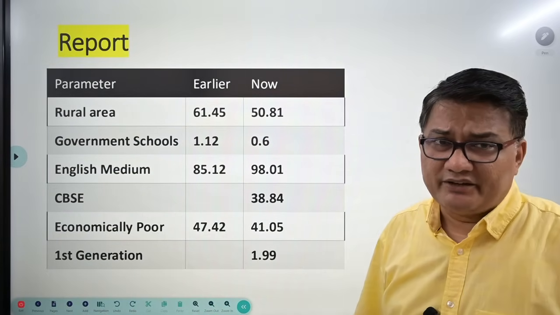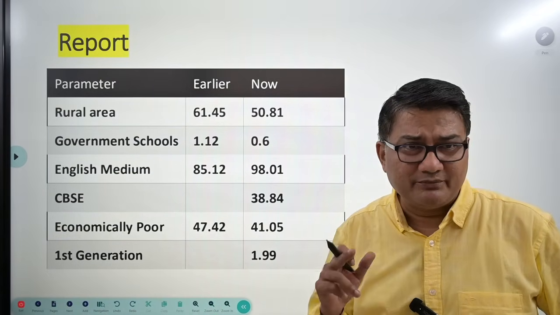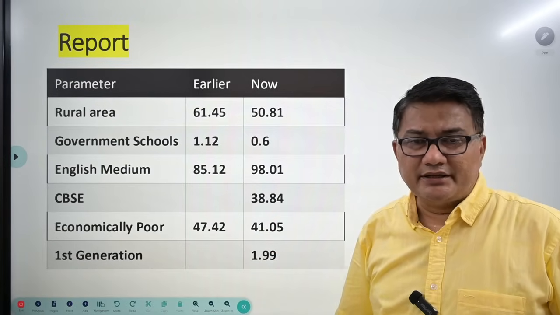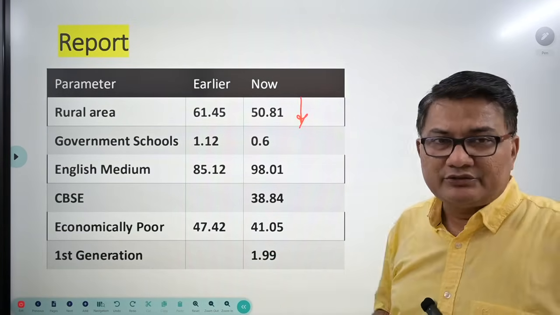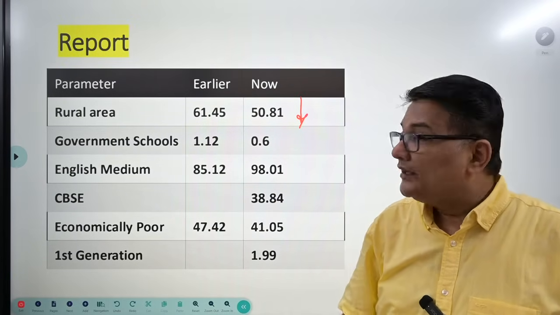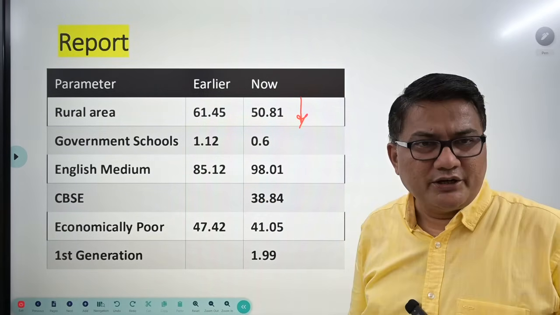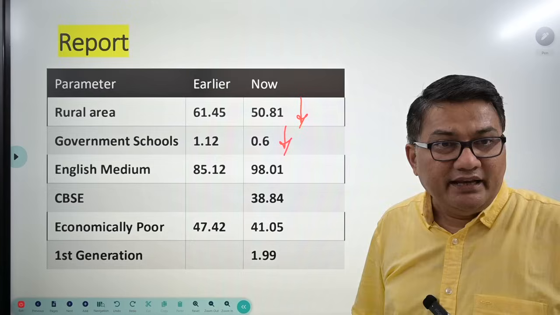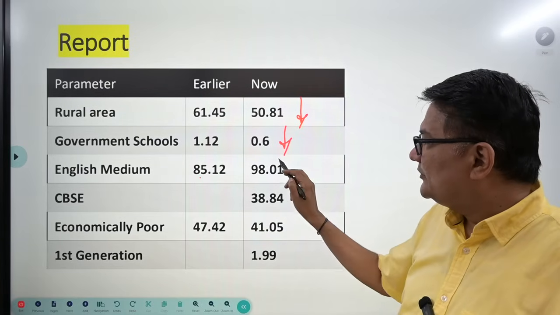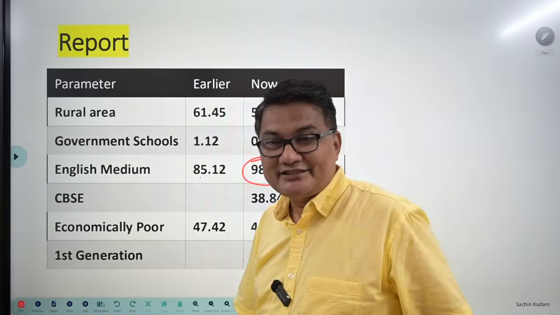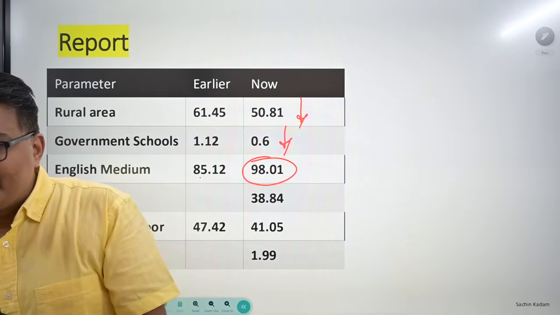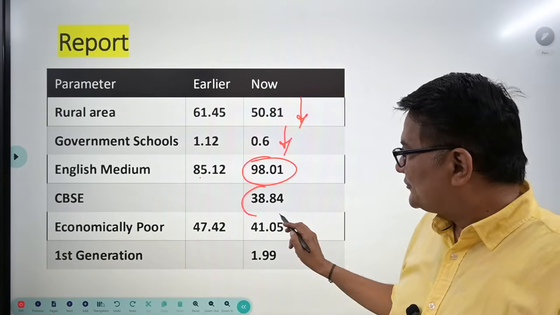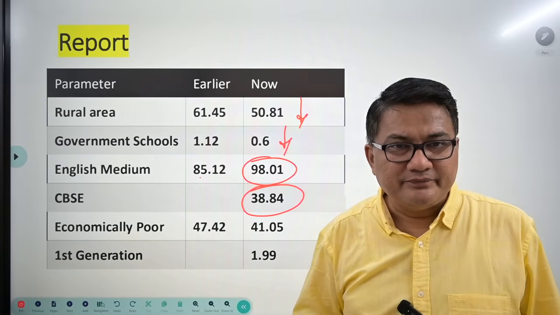Listen carefully and look at the data very carefully because it is very important from an exam point of view. Earlier, from rural areas, 61% of students used to be there. Now it is only 50%. So is it going down or up? It's down. Earlier, students from government schools were 1.12, but now it is 0.6. Means, again, it is down. English medium students, earlier it was 85.12, but now it is 98.01. That itself means the number of vernacular students is decreasing. So do you think it is in favor of the poor students or rural students? More students who have a CBSE background are cracking the exam.